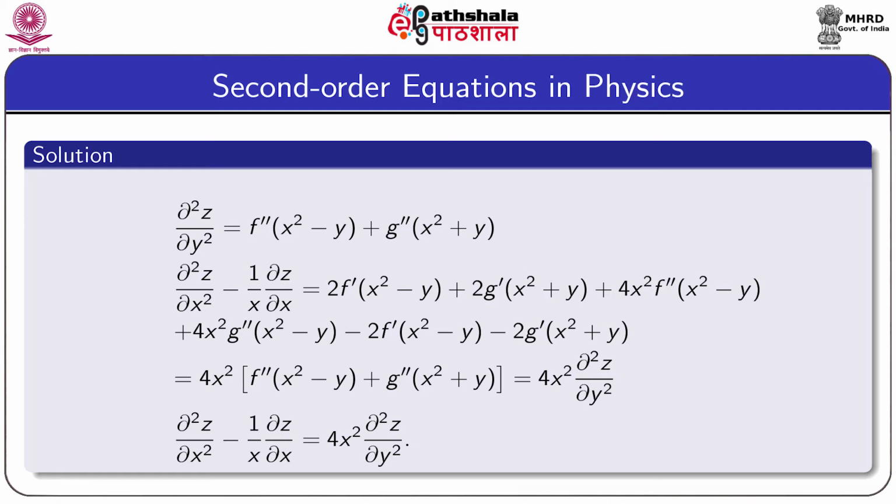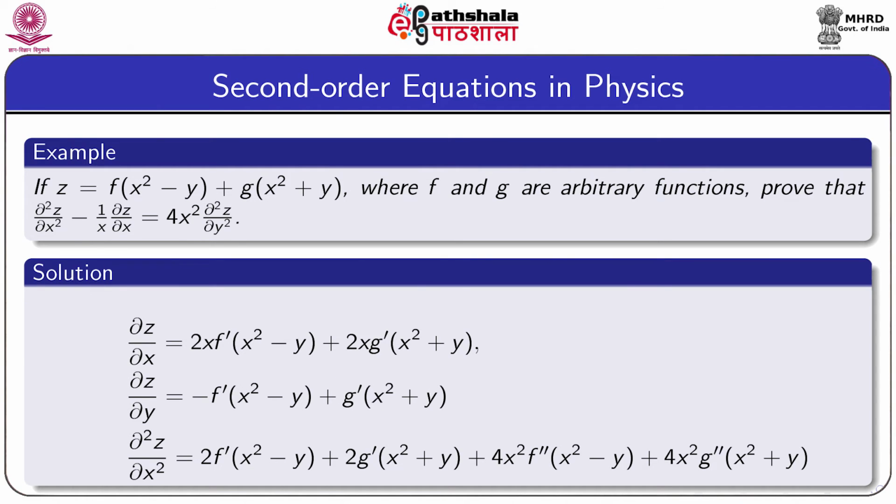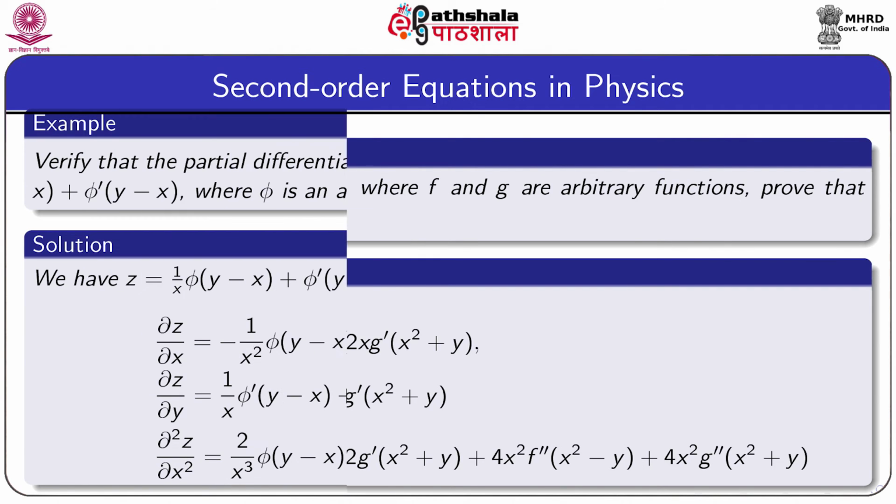If we eliminate these functions f and g and their first order and second order derivatives, we get del 2z del x square minus 1 by x del z del x equals 4x square del 2z del y square. So, this is again a second order differential equation. We started with a functional form where z is the sum of two unknown functions. Eliminating these two unknown functions, we get a partial differential equation of second order.